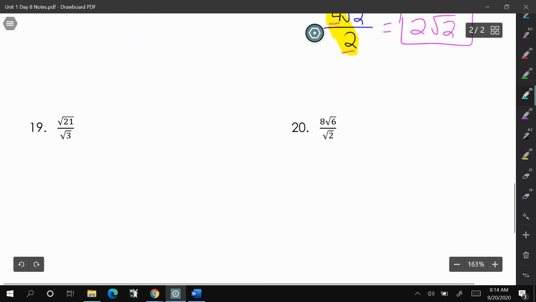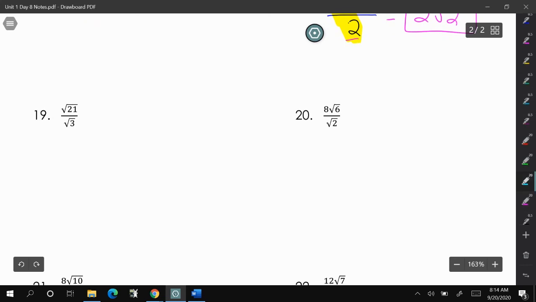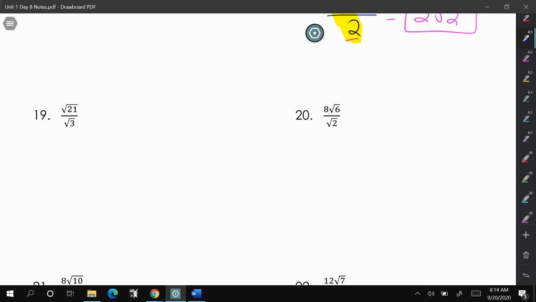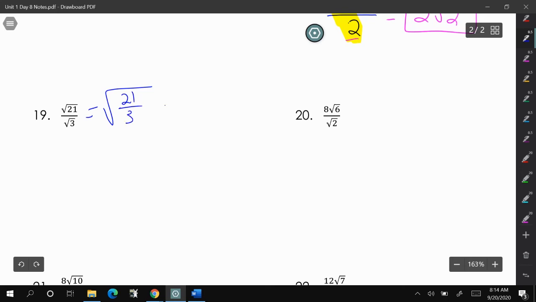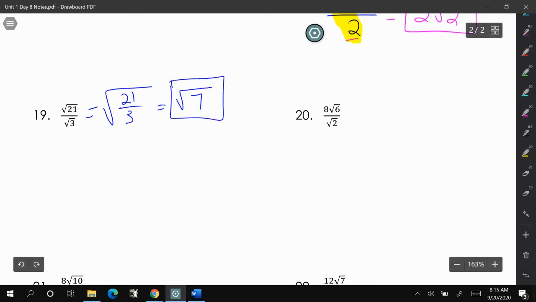Now, in number 19, we can do a bit of a shortcut because 21 and 3 are both under square roots. So it can be written under one big square root like this. And then we can say, okay, 21 divided by 3, that's just 7. So then we just get the square root of 7. And we don't have to do all that rationalizing. You would still get the same answer, but because we were able to divide this part on the inside and get a whole number, it made life a little bit easier.